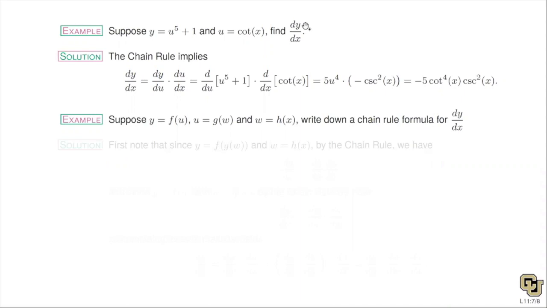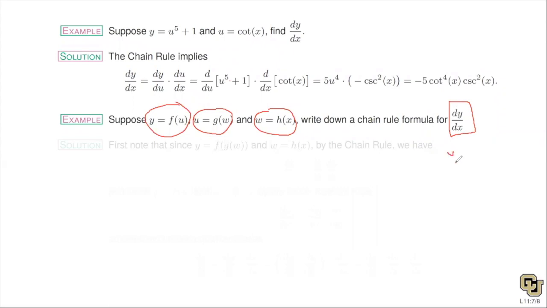So we've been talking about chain rule. And so this is the last example we were looking at. In this example, we're given three functions. So I have y is a function of u, u is a function of w, and w is a function of x. So we want to find dy dx.